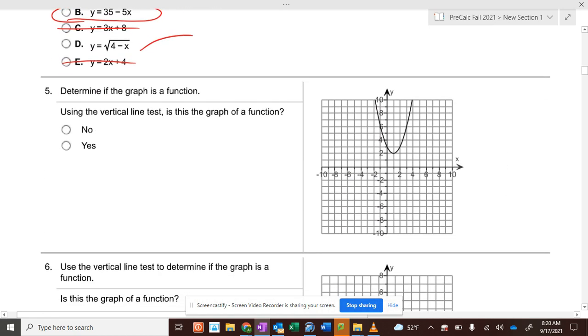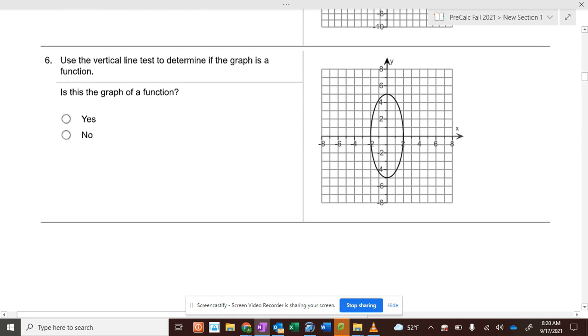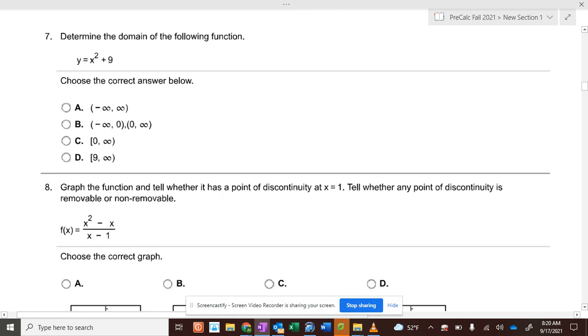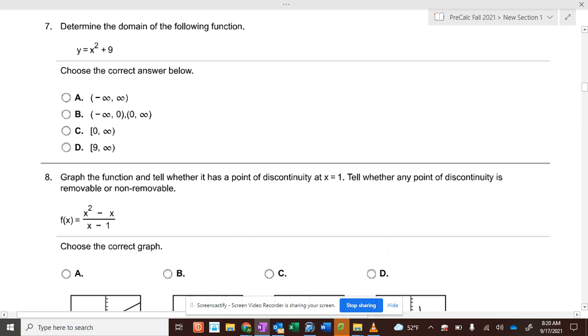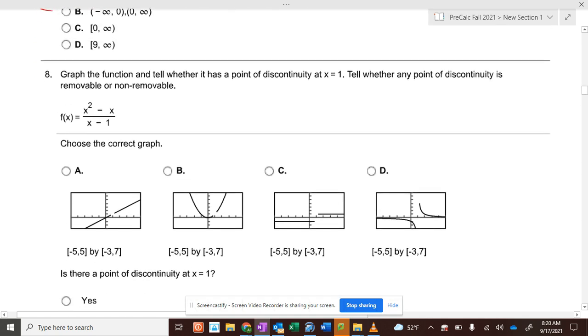Okay. Is that a function? Yes, it passes the vertical line test. Is that a function? Yes or no? No, it does not pass the vertical line test. What's the domain of this function? Is there anything to limit the domain? No, so it's negative infinity to infinity. Is there anything to limit this domain? Absolutely.